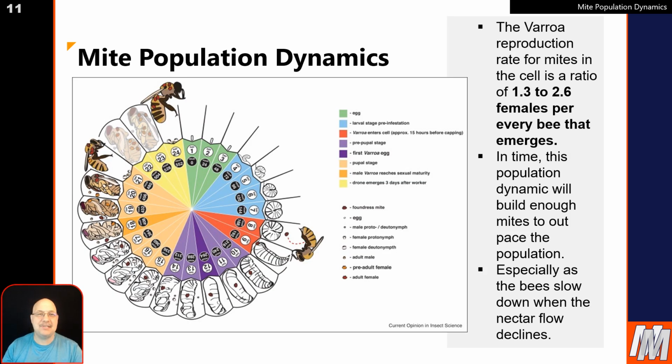Picking up on the last slide, the ratio is 1.3 to 2.6 by research, which is hard to grasp, so to speak. So let's simplify that, split the difference. To emphasize the point, somewhere in the middle of that range is the number 2. Every time a bee emerges from the cell, at least 2 mites are coming out if mites were being produced in the cells.